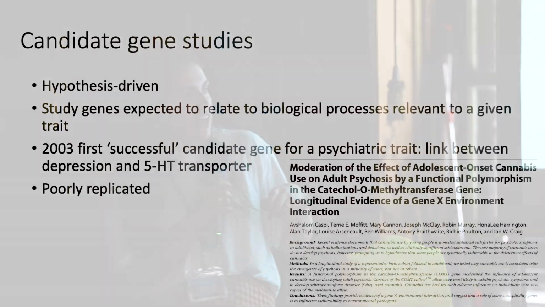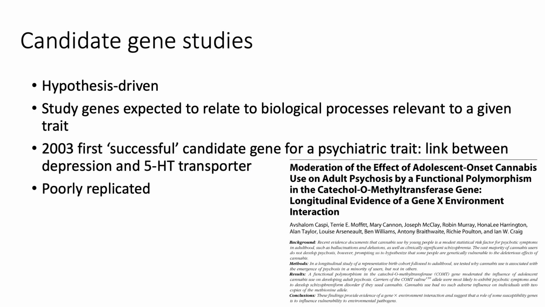The next type of study that some people might have heard of is candidate gene studies. This is an example of a less successful early idea about how to study genetics. The idea seems to make good sense, where you take what you know or suspect about a disease or trait and look for genes that are relevant to that, and see if there are mutations within that gene that might explain why some people experience the disease and others don't. The first successful example of this in terms of psychiatric genetics was in the early 2000s with a link between depression and the 5-HT transporter.